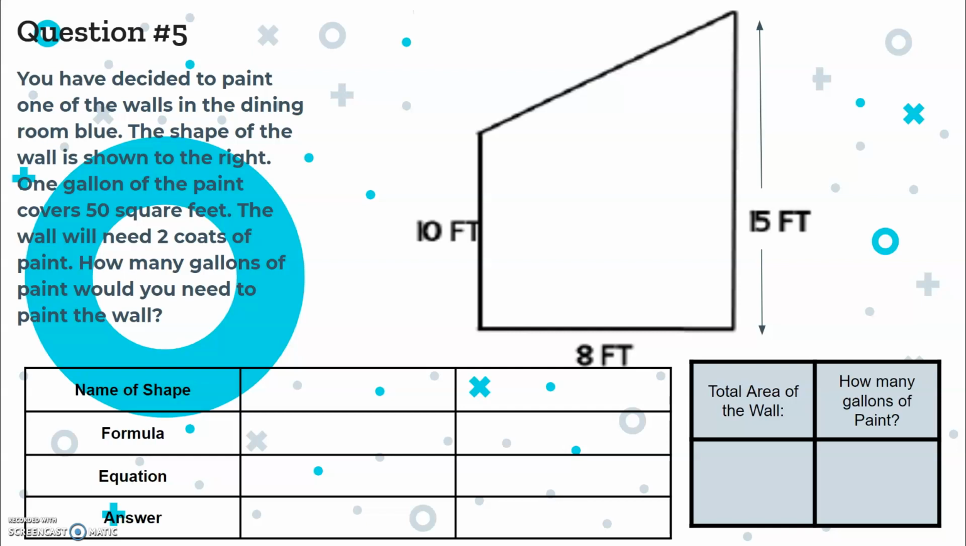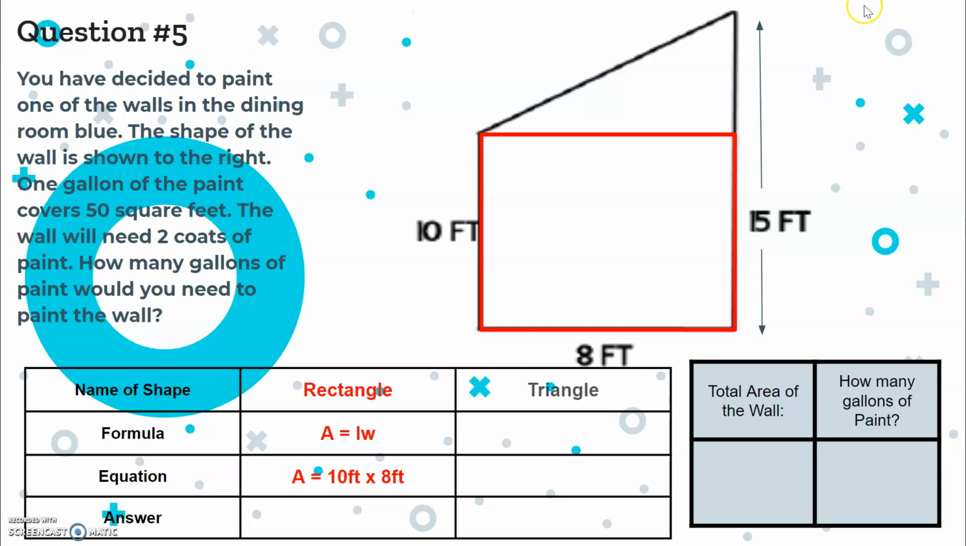All right, so the first thing we need to do is look at this. It's a composite figure, and we can break it up. So we're going to go ahead and find our rectangle first. With our rectangle, the area is length times width. The equation is 10 feet times 8 feet. I'm not going to give you the answer. You need to multiply 8 by 10 and get your answer.